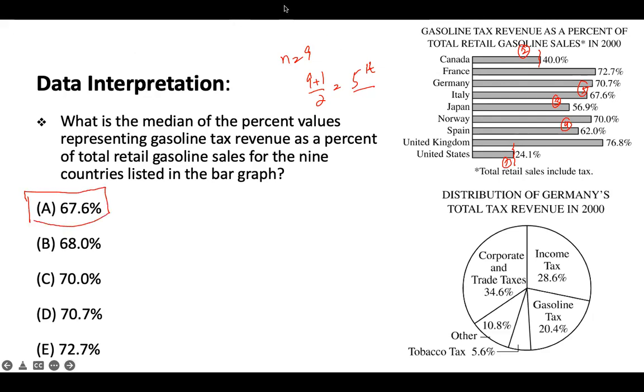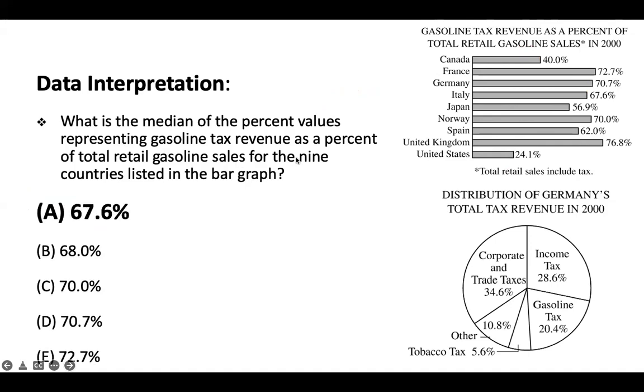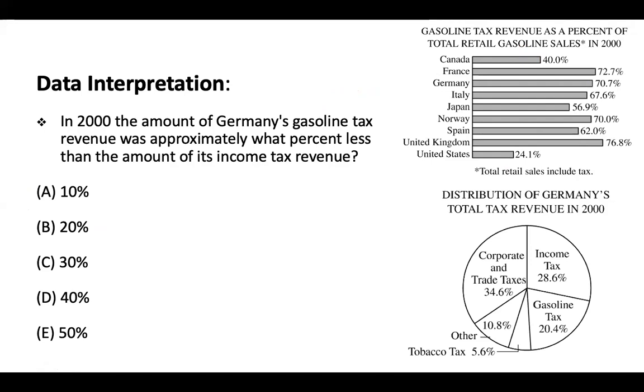So based on visualization, we have quickly solved this, that what is the median of this first graph, right? Okay, so one more thing, carefully read which graph the question asks the median for, right? Just like the question clearly mentioned gasoline tax revenue as a percent of total retail gasoline sales for these 9. Okay, this was a relatively easy question, and the answer is A.